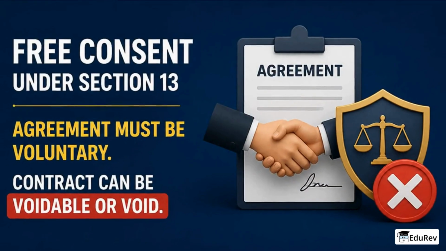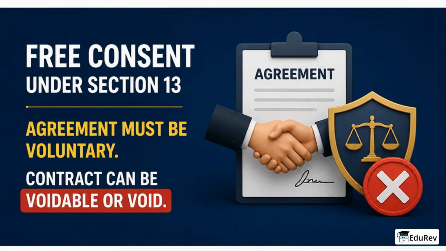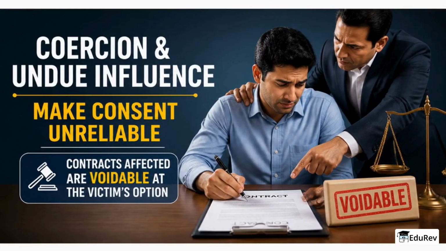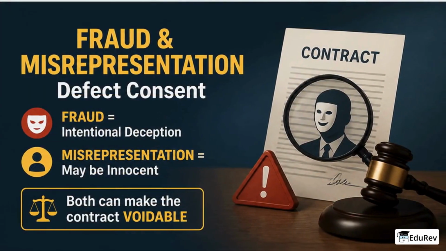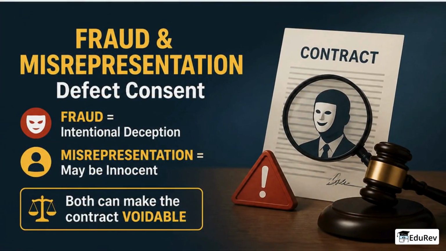Free consent under Section 13 means agreement must be voluntary or the contract risks being voidable or void depending on the defect. Vitiating factors include coercion and undue influence, which make consent unreliable, and contracts affected by them are generally voidable at the victim's option. Fraud and misrepresentation also vitiate consent. Fraud involves intentional deception, while misrepresentation may be innocent, both often making the contract voidable.